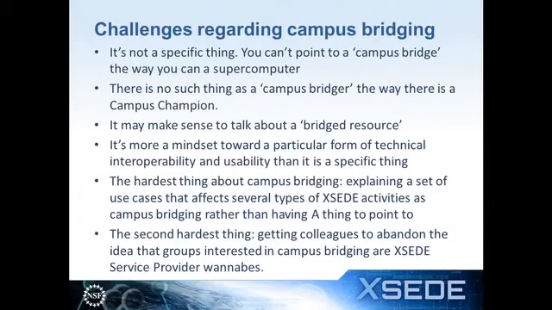So one of the things that we've learned to do within campus bridging, it's a new term. I keep saying it all through this talk. We need to set some expectations about what it is and what it can do. There isn't really a campus bridge. There isn't really a person who's a campus bridger the same way there's a campus champion. But what we can do is describe things as bridged. So it's really an understanding of how things need to technically interoperate.